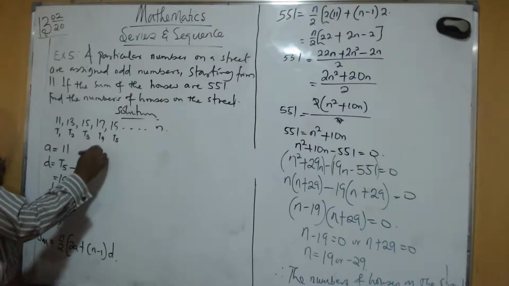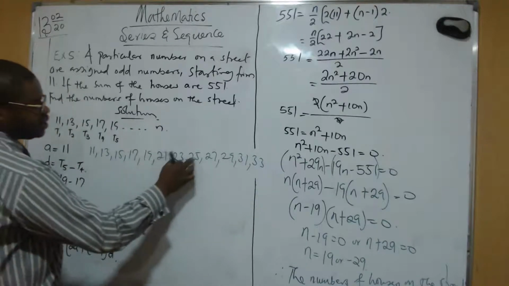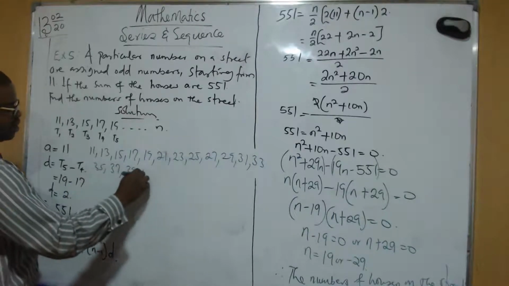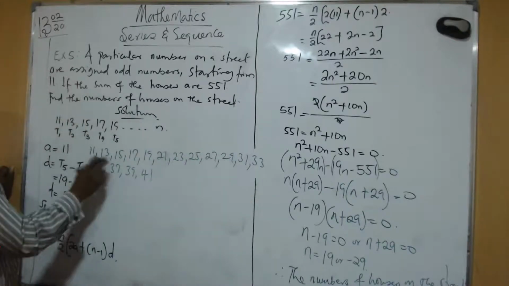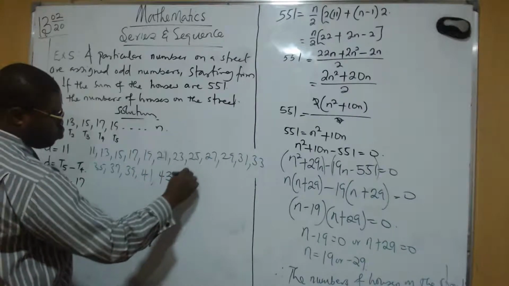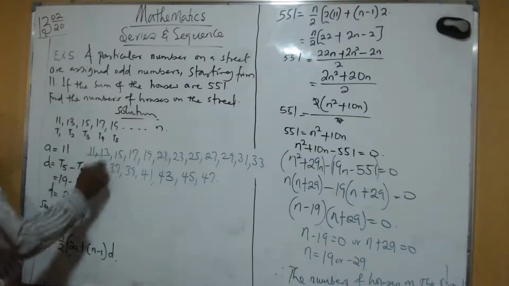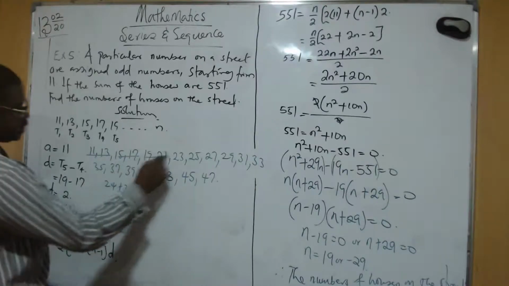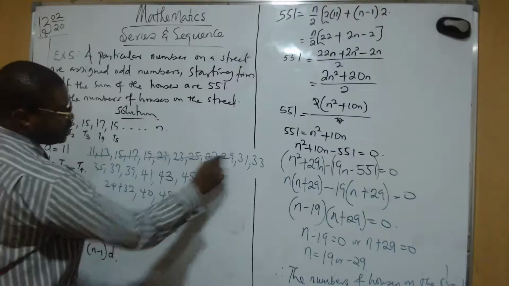So if we have 11, 13, 31, 33... 1, 2, 3, 4, 5, 6, 7, 8, 9, 10, 11, 12. 35, 37, 39, 41. 1, 2, 3, ... 16, 17, 18, 19. Now say, these two will give me 24. These two will give me 32. These two will give me 40. These two will give me 48.